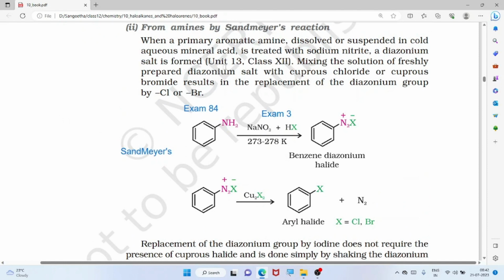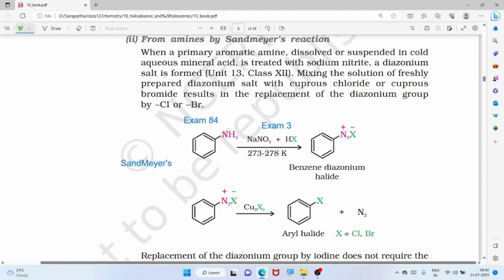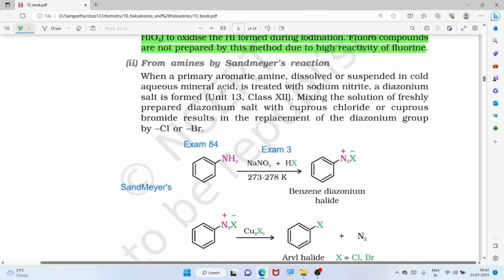This is Sandmeyer's reaction. In this, a primary aromatic amine reacts with this.